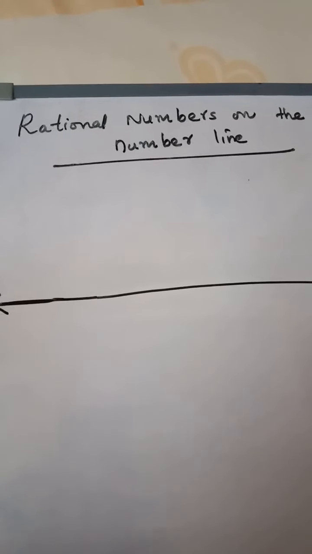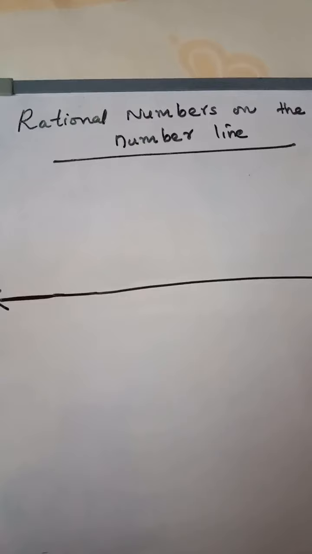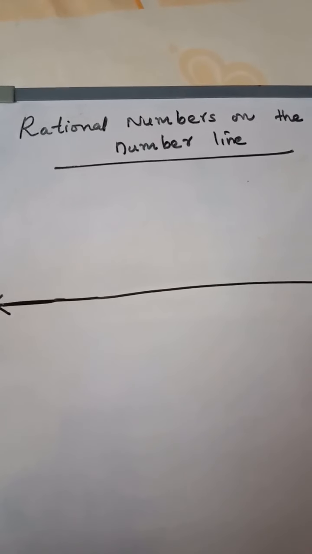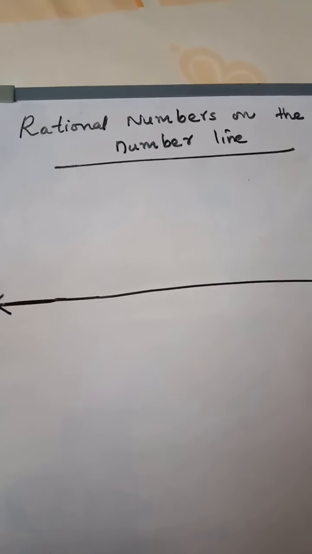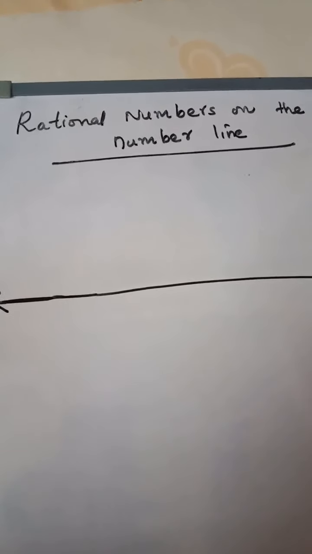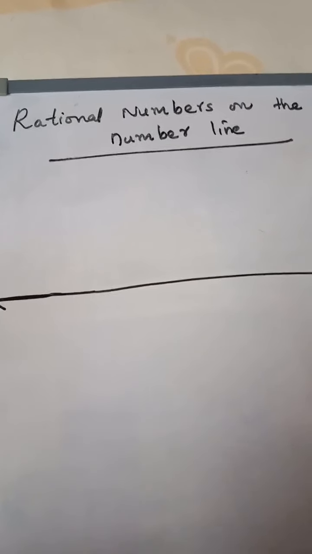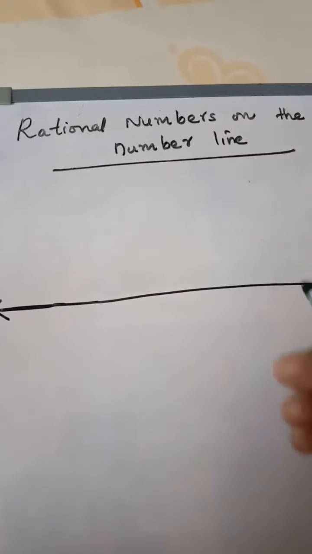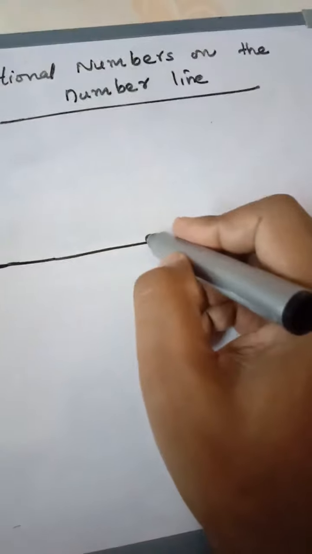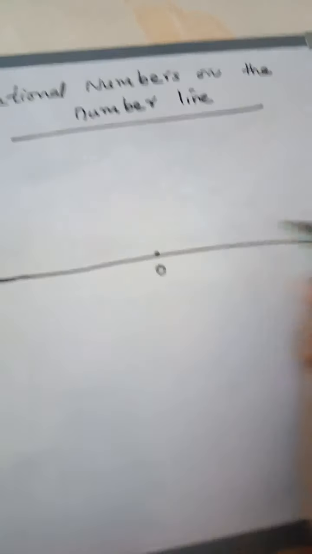We're going to see how to represent rational numbers on the number line. In lower class, you have studied how to represent fractions and integers on the number line. Now, same way we can represent rational numbers also on the number line. Now, first of all, we have to draw a line and choose any point to represent 0. Now, I'm going to take this point as 0.